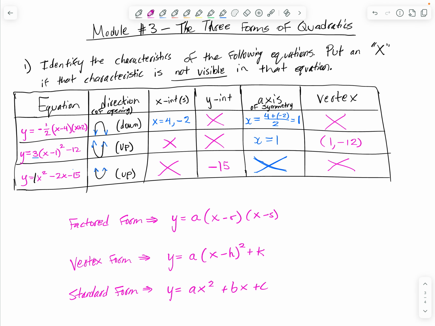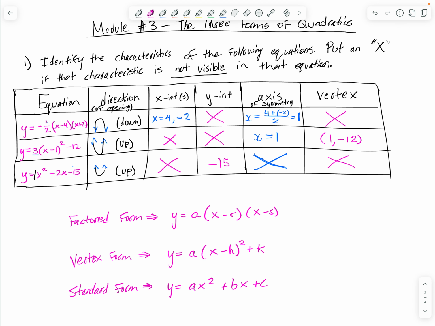So clearly that first preliminary question unpacks a lot. So practice some of those and identifying the key features, right? Really, at the end of the day, I need you to know that in factored form, we get the zeros. That's the most important thing that we can get, our x-intercepts. And using those, I can get my axis of symmetry. So know where these come from visually. From vertex form, I can get the vertex. Okay, that's the most important thing.